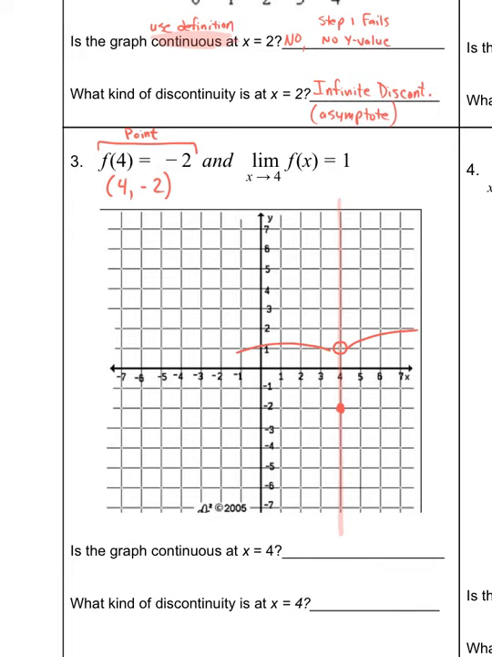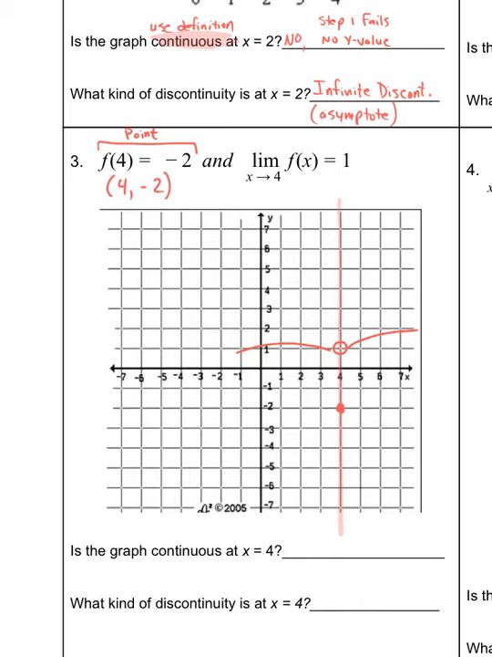Okay, is the graph continuous at x equals 4? Let's go through the steps. Is there a y value? Yes, there's a point right here. We have step 1. Is there a limit? Well, this is a good date. The left and the rights are here, and we know there's a limit. So there is a limit, so we have step 2.